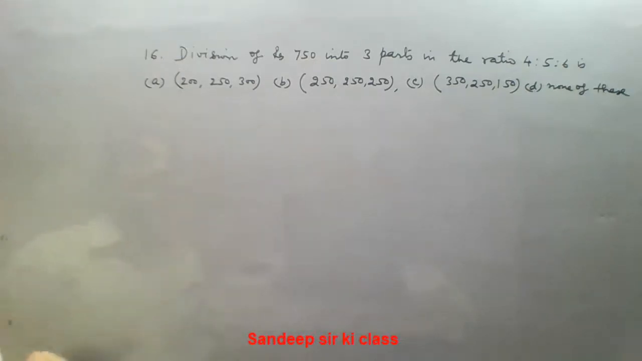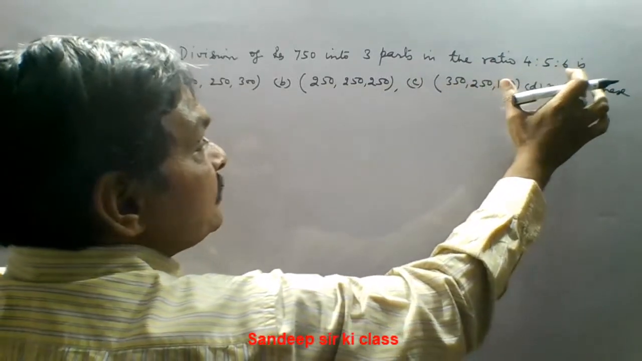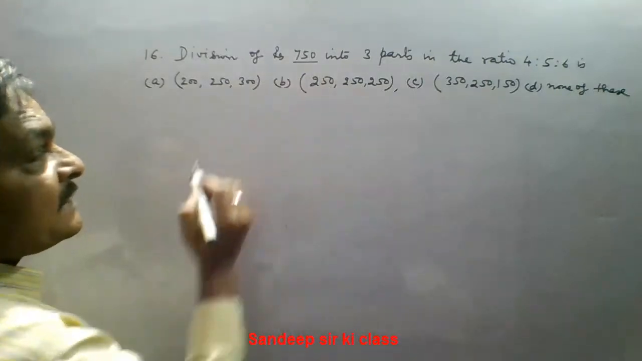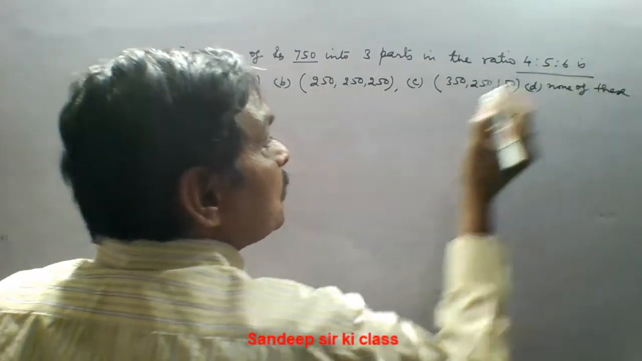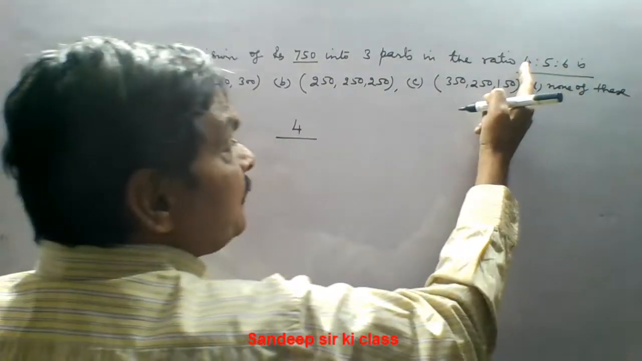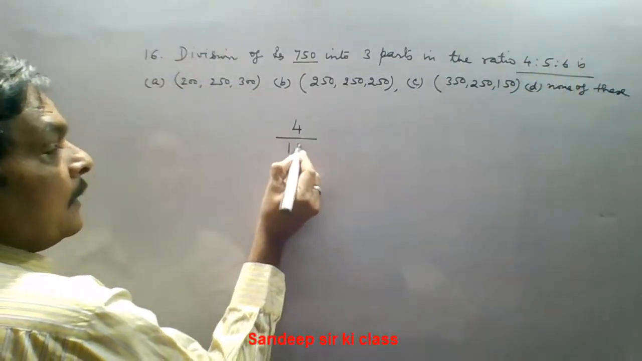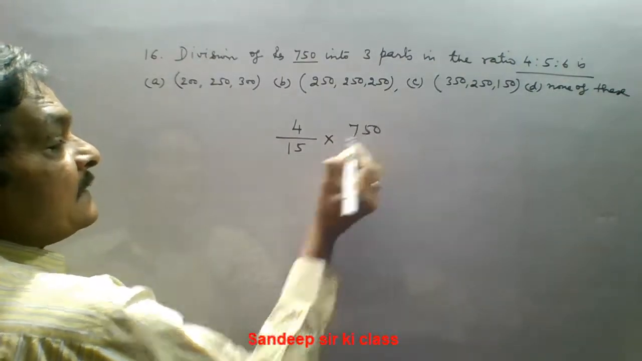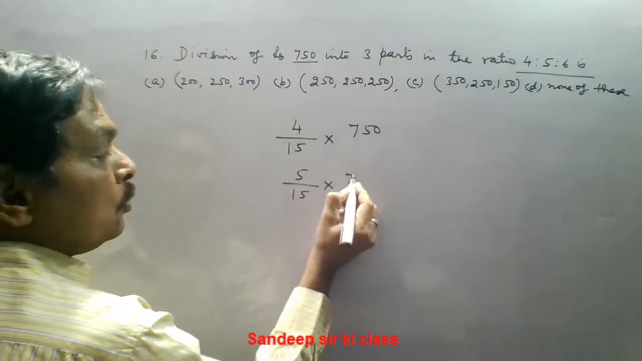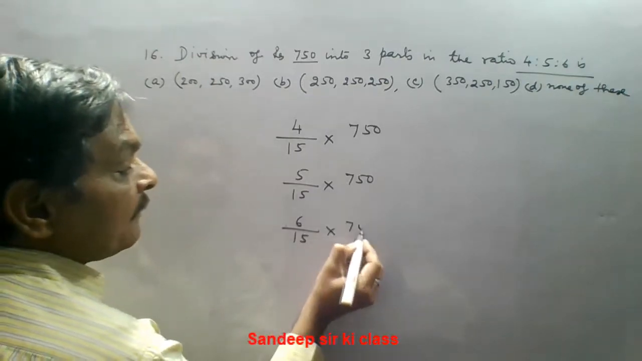Question number 16 is division of rupees 750 into 3 parts in the ratio 4 is to 5 is to 6, and these are the options given to us. Now we are to divide 750 in this ratio. So first one will get 4 upon sum of these ratios, which is 4 plus 5, 9, 9 plus 6 is 15, into 750. Second one will get 5 upon sum of the ratios, which is 15, into 750. And third will get 6 upon 15 into 750.